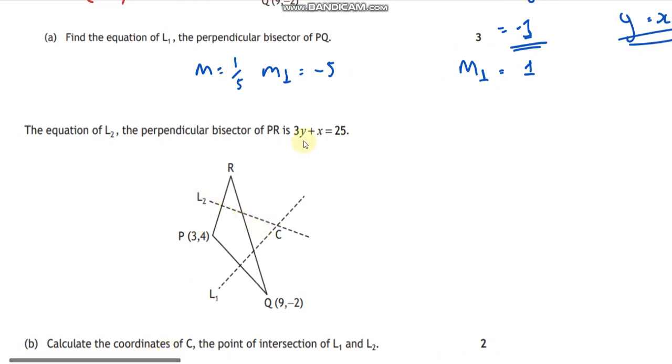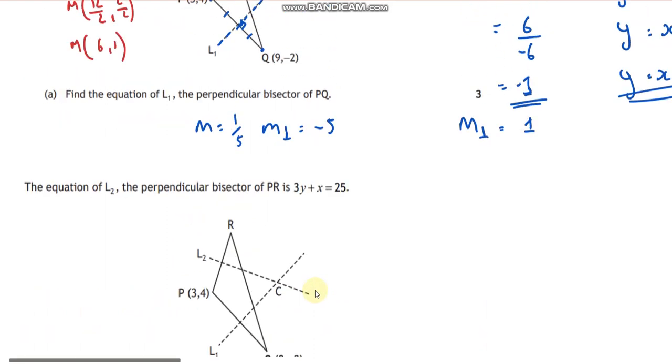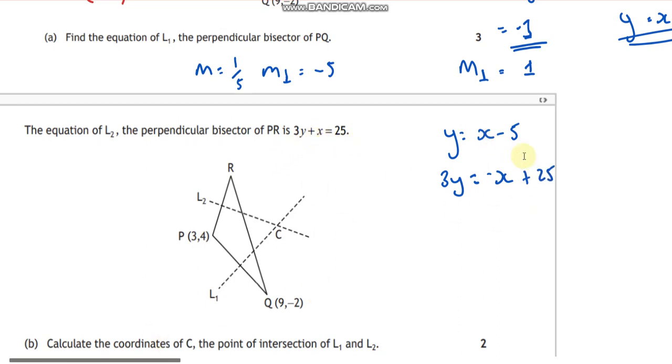The equation of L2 is the perpendicular bisector of PR. Okay, and it's that. Calculate the coordinates of the intersection. Okay, so not too bad then. So the first one, we've got y is equal to x take away 5. We just worked that out. And the other line, they're telling me is 3y plus x. So I'm going to call that y equals negative x plus 25. I've just rearranged that to make it the same as this one.